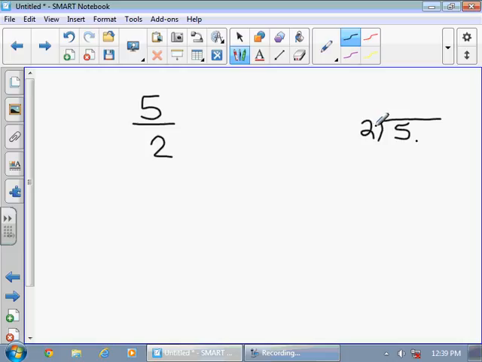And so here's my question. Sometimes you don't have to necessarily go divide. But how many times will 2 go into 5? 2 times. And what is 2 times 2, Austin? 4. And when I subtract, I get 1. This whole number here is going to be your whole number in your mixed number.